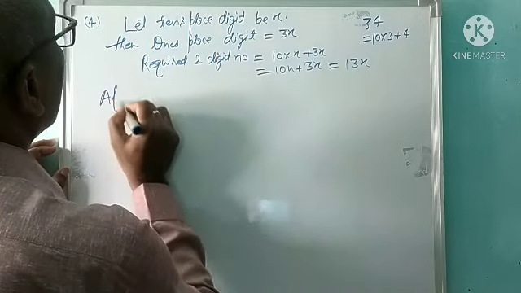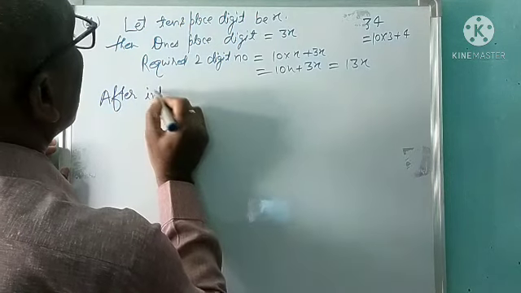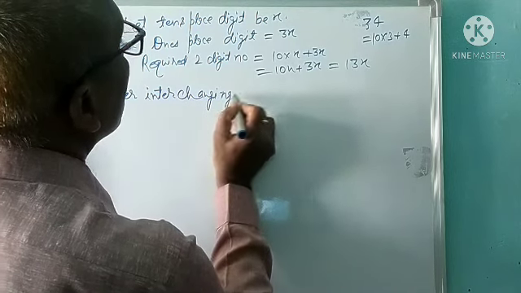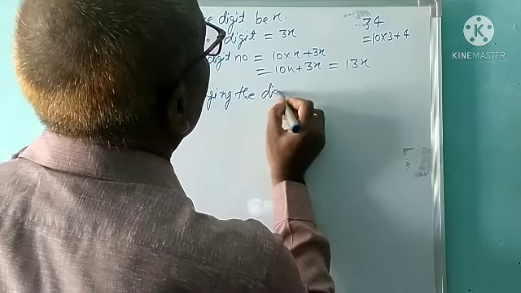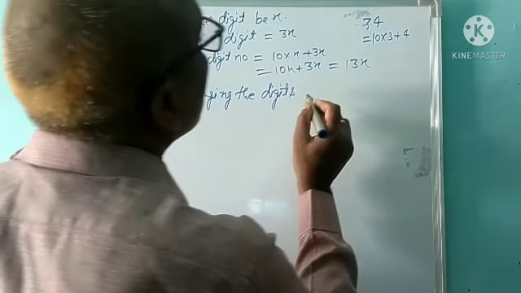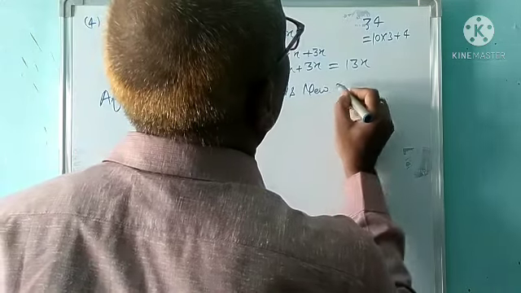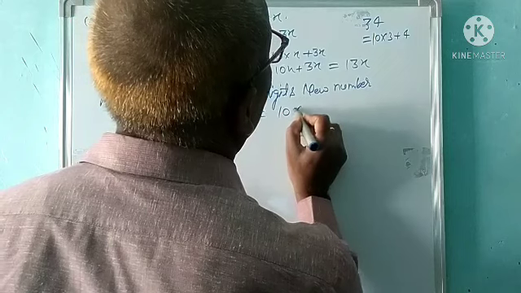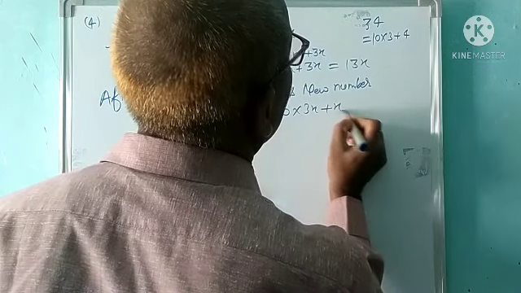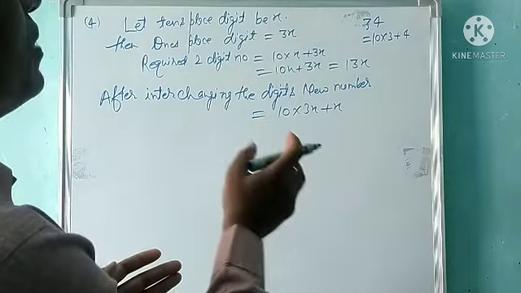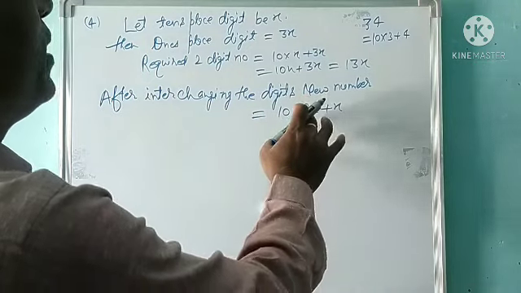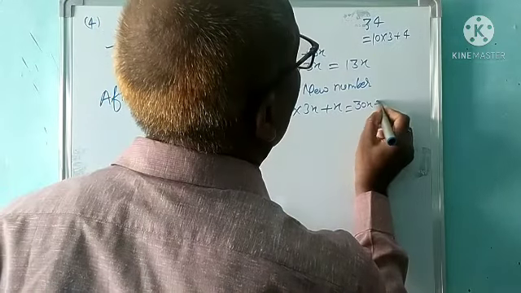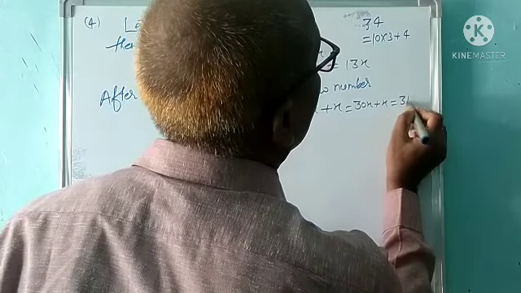After interchanging the digits, new number is equal to 10 into 3x plus x. You interchange tens place digit at ones place and ones place digit at tens place. You get 30x plus x, that is 31x.